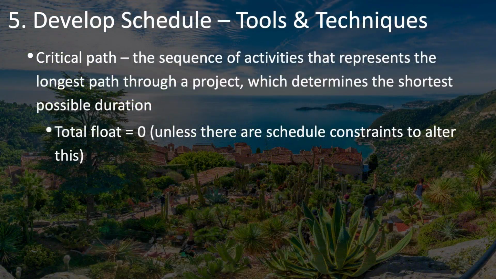The critical path is defined as that sequence of activities that represents the longest path through a project, and that determines the shortest possible duration. Float is kind of a measure of the amount of slack or leeway or buffer that you have in your project and along certain paths through your schedule. On the critical path, your total float is generally 0, unless there's some outside factor that is constraining the schedule. We'll get into the details of how you calculate the critical path and the total float in a separate lesson.